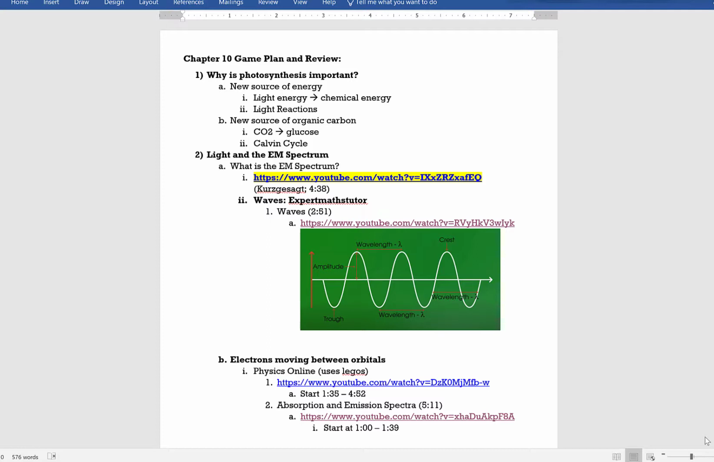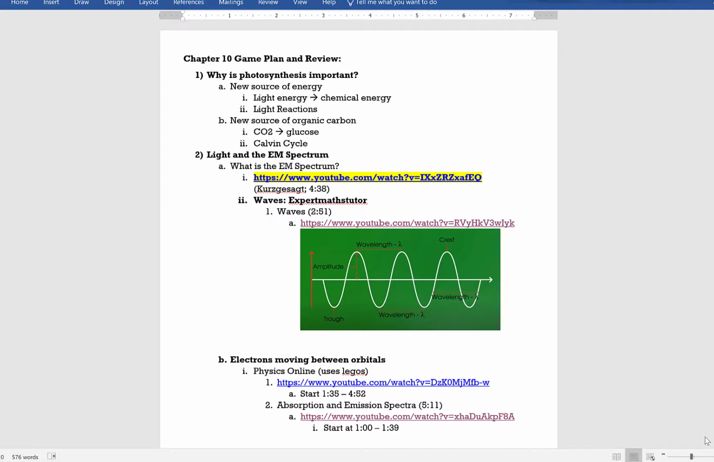So photosynthesis can take carbon from carbon dioxide, which is an inorganic molecule, and then add that carbon onto an organic molecule to make these organic molecules larger and larger. So photosynthesis does two things. It gives us a new source of energy, and it gives us a new source of carbon.